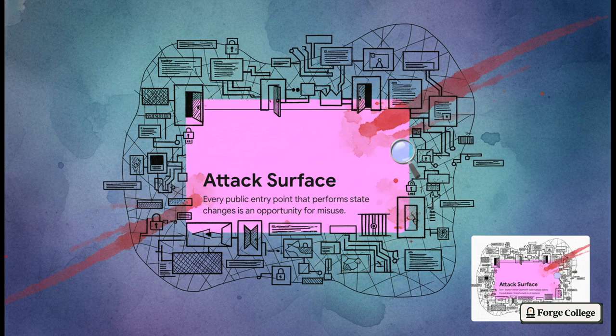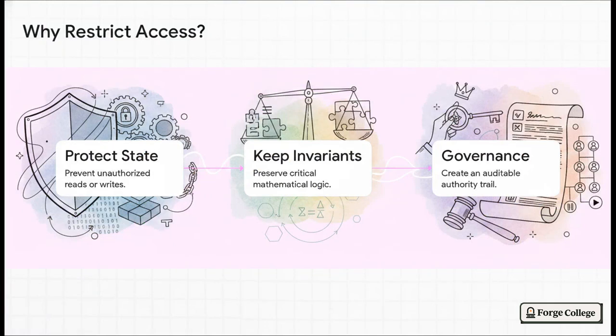Our ultimate goal as developers is to shrink that surface down to the absolute bare minimum needed for the building to function. We install these locks for 3 fundamental reasons. First, to protect sensitive state. We're stopping unauthorized reads or writes that mess with balances. Second, to maintain invariance, which is preserving our critical math. And third, to enforce governance, meaning we create a crystal clear, auditable trail of who actually holds the power to do things like upgrade the contract or pull the emergency brake.